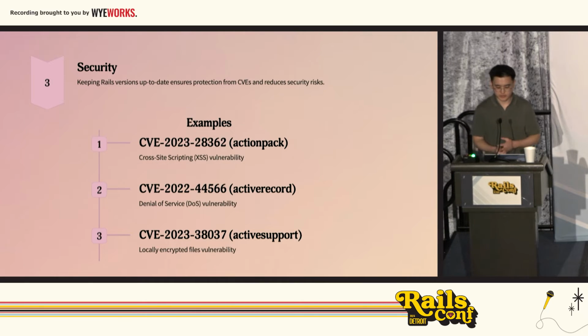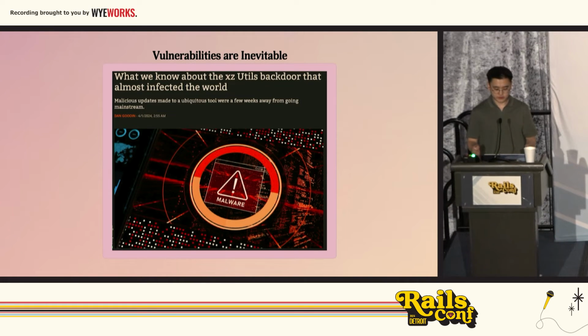And here are some examples of potential vulnerabilities. The first is an incident in Action Pack and is an example of a cross-site scripting vulnerability, which can lead to potential unauthorized access or data theft. The second is a denial of service vulnerability in Active Record that can cause a service to become unavailable for legitimate users. And last is an example in Active Support of a vulnerability of locally encrypted files, which could lead to potential data breaches. Why mention all of this?